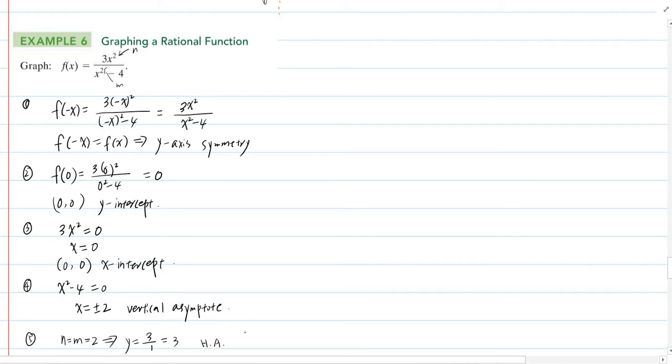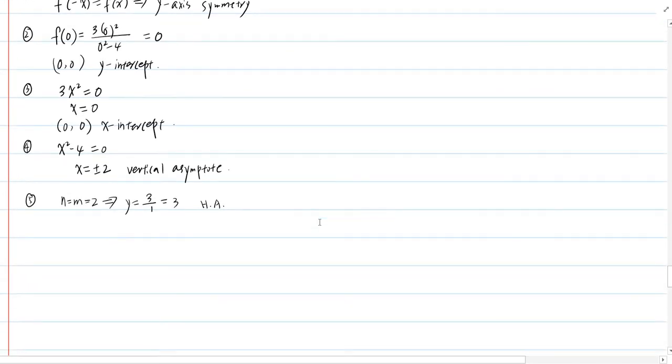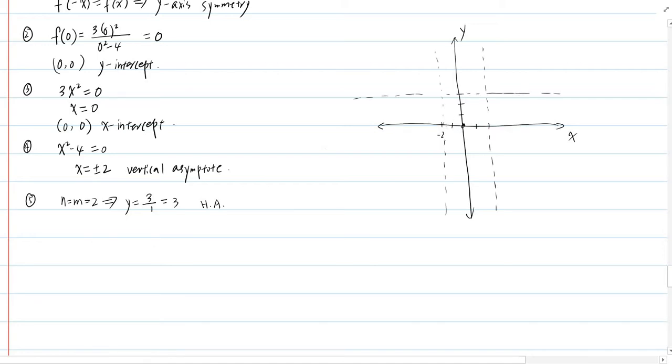So once we have all this information, step 6, all you have to do is go ahead and plug in some points. Before I plug in some points, I'm going to draw what we have so far. So we have the x, y intercept, they're all passing through the origin right here. We also have the vertical asymptotes at negative and positive 2. We also have the horizontal asymptote. Okay, that is something we want to do first. Once we have this, we're going to plug in some points.